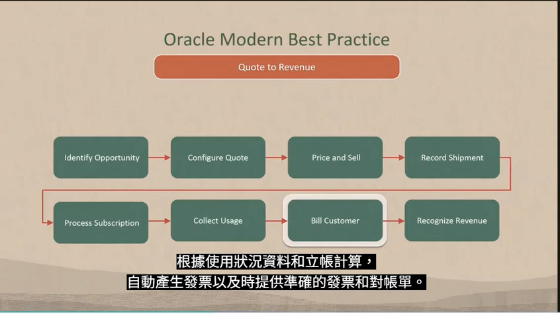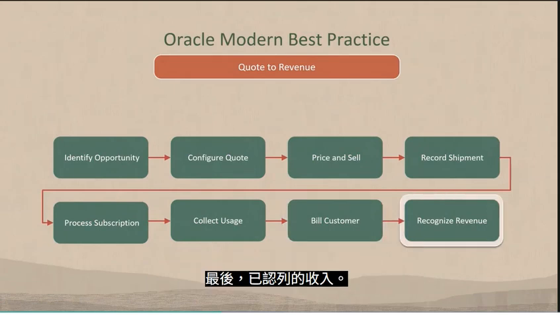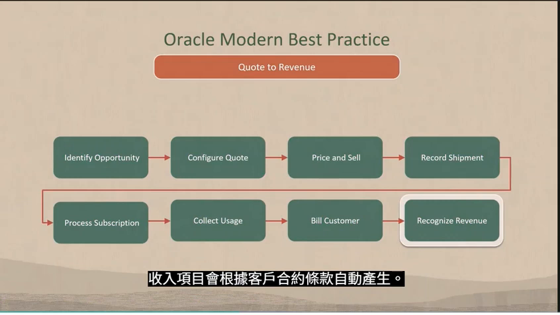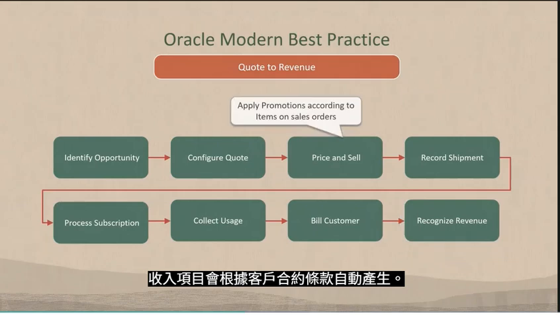Bill customer. Automate invoice generation to deliver timely and accurate invoices and statements based on usage data and billing calculations. Lastly, recognize revenue. Revenue managers independently report subscription-based revenue in compliance with ASC 606 and IFRS 15 standards. Revenue entries are automatically generated based on customer contract terms.